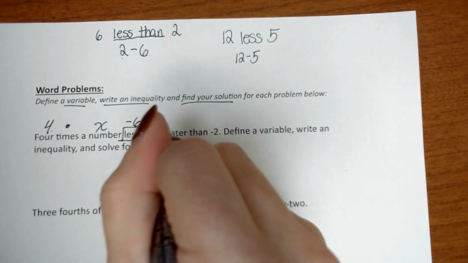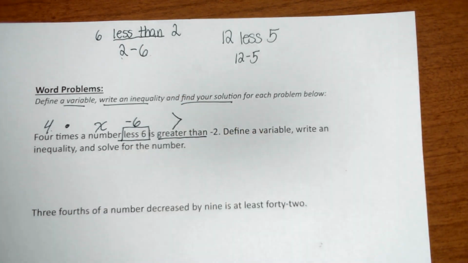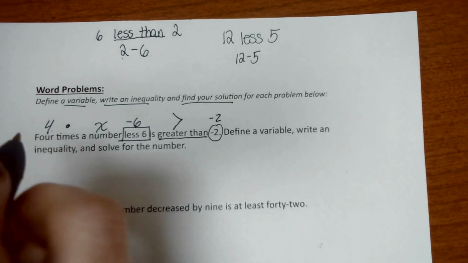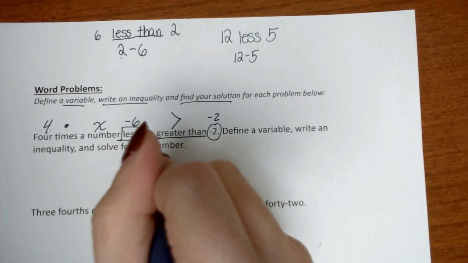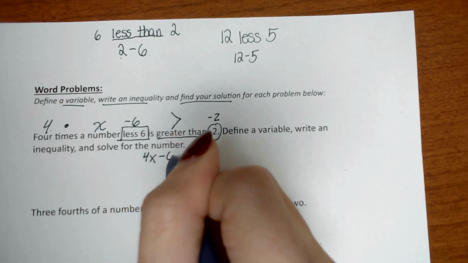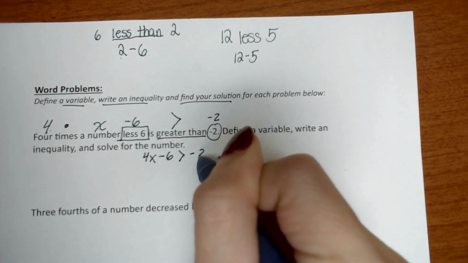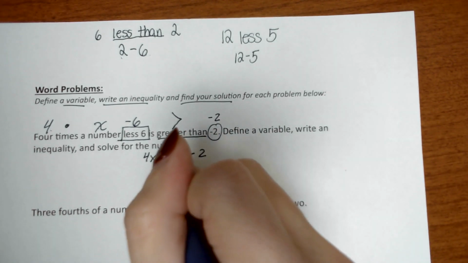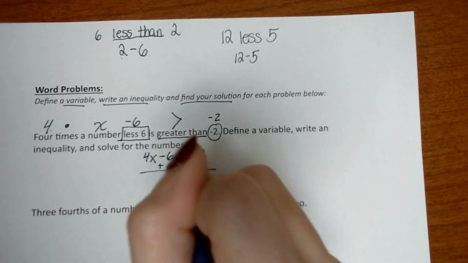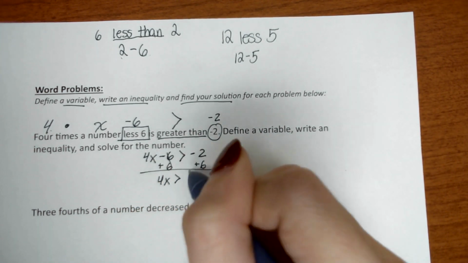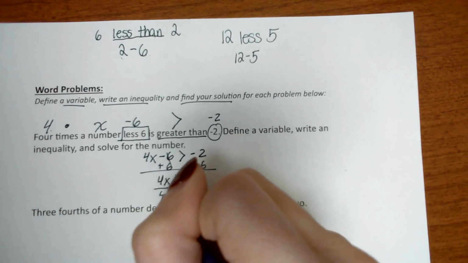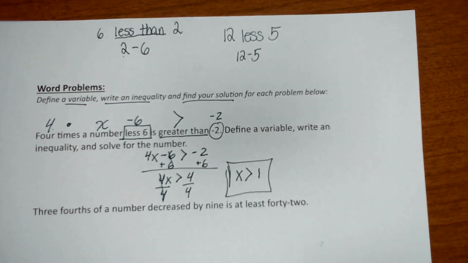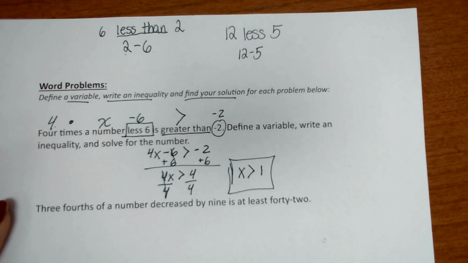Now the inequality word is greater than. So we're going to use a greater than symbol, and greater than what? -2. So now we are going to rewrite this as our final inequality, which is 4x minus 6 is greater than -2. Now we have our inequality. We want to solve for x. So we'll add 6 to both sides. We get 4x is greater than 4. Divide by 4, and we get x is greater than 1. So our solution is x is any number greater than 1.